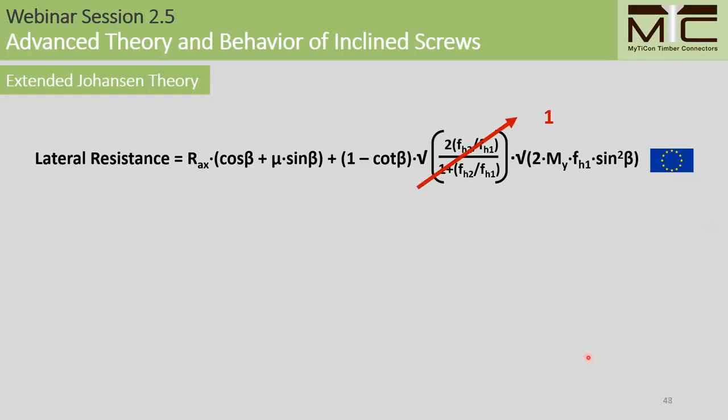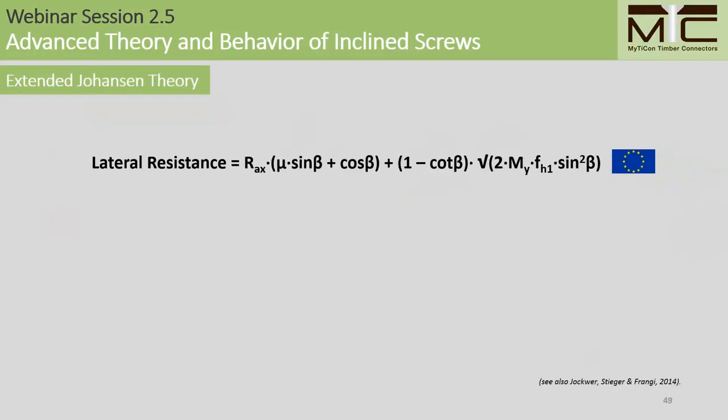Furthermore, if we have the same wood properties for both members, then this part of the equation can be set to unity. So basically, we have taken a very large set of equations and turned it into something that's pretty manageable, and we're going to be looking at this expression for the rest of this webinar. It's also worth noting that this is similar to the approach taken in the study that's cited at the bottom here.